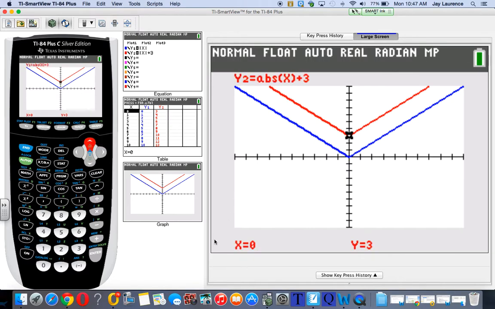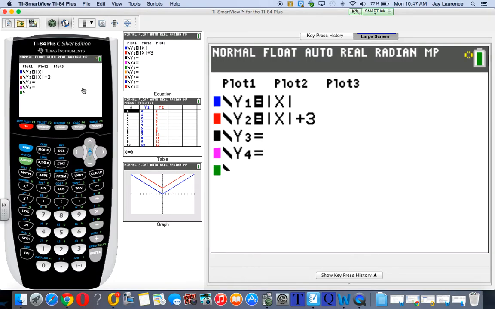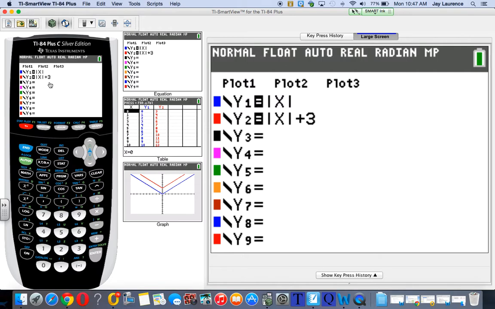And there, if I shift up, I'm at 0, 3. Okay, so it seems that when something is added to the absolute value, it shifted it up. Do you think the same would be true if I subtracted something? Let's test it. So let's put a minus.